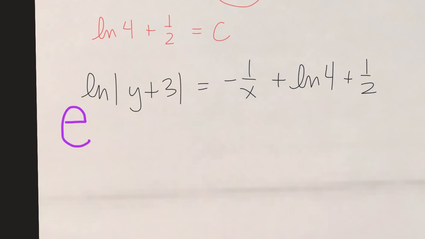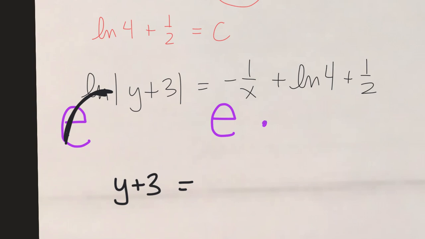Right, we exponentiate it. We make both of these things into powers with a base of e. Okay, now we simplify. E and natural log cancel each other out, right? They are inverse operations. So I get y plus 3 equals, and because I have a plus, I'm going to change this to a bunch of e raised to the powers. Okay, just like we did before.